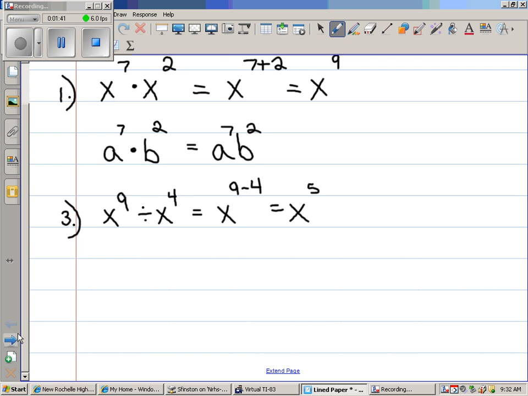Let's remember also that this can be written in a particular way. X to the 9th over x to the 4th, it's the same thing. So if one way confuses you, you are more than welcome to rewrite it in another way that you like.